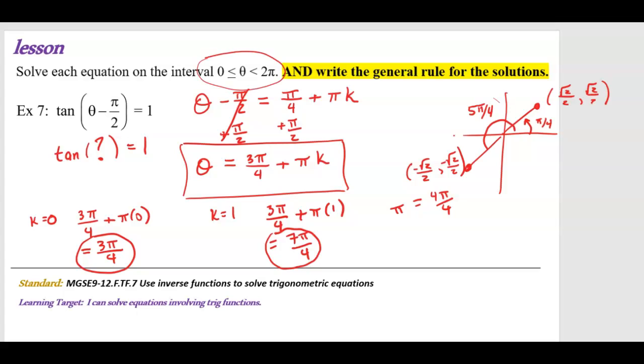So in this particular problem, there is one general rule. You've got to stop and think, what if I add pi times 1? Well, in this case, I would get the exact same general rule. And then there are two distinct solutions between 0 and 2 pi.